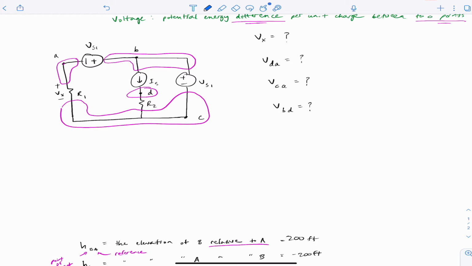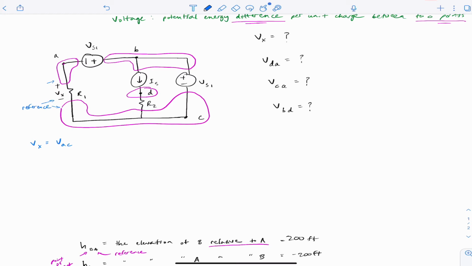Let's just start with Vx. Well, Vx, as you can see, this connects nodes A and C, and Vx measures the height that A is above C. Why? Because the plus sign is associated with A. The minus sign, or the reference, is here. So we'll put here Vx is equal to VAC.